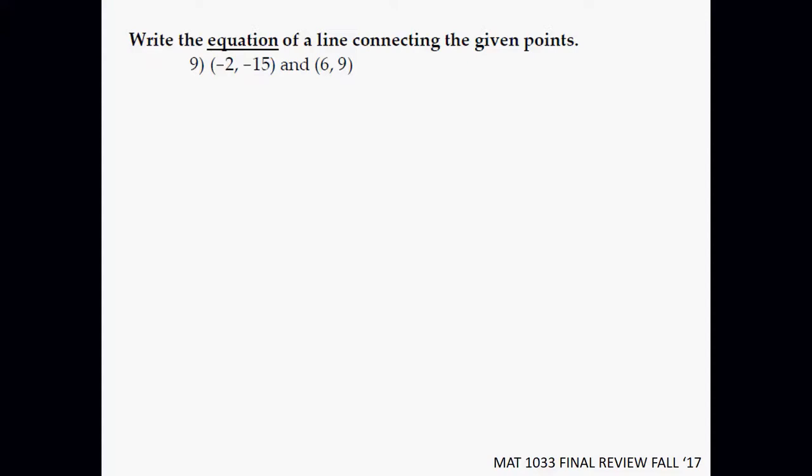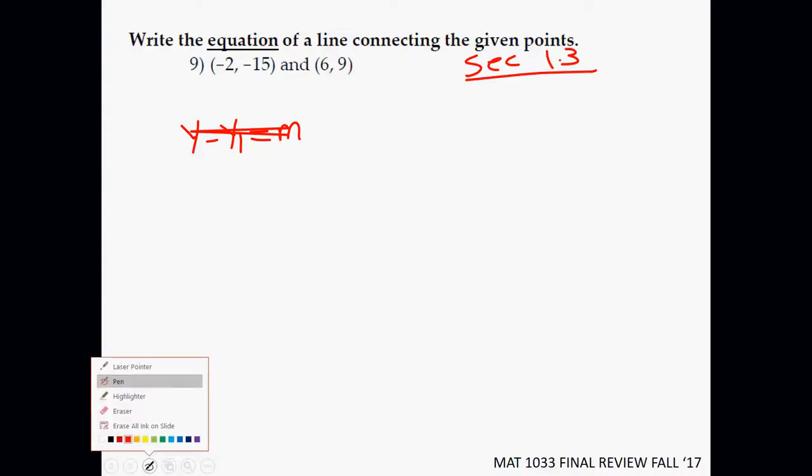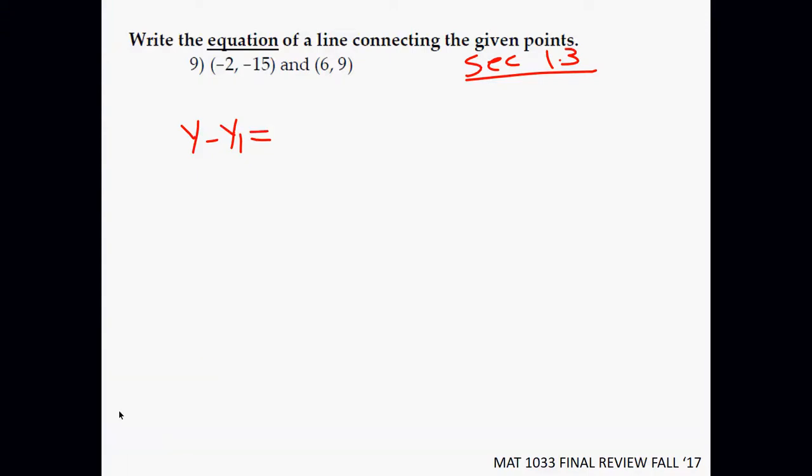So we have to write the equation connecting the 2 points, negative 2 and negative 15, and 6 and 9. And this is from section 1.3. And all of us know we have to use the point slope formula, which is y minus y1 equals m times x minus x1. This is the formula that we need to use.